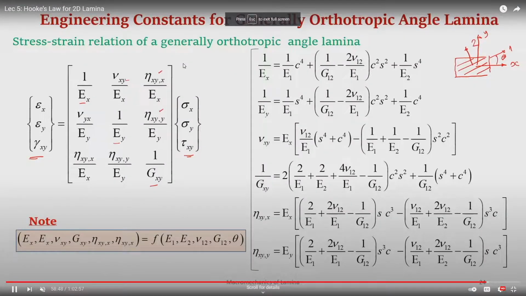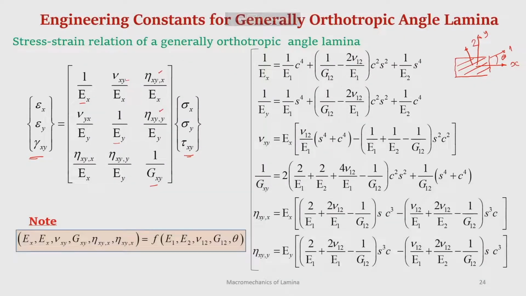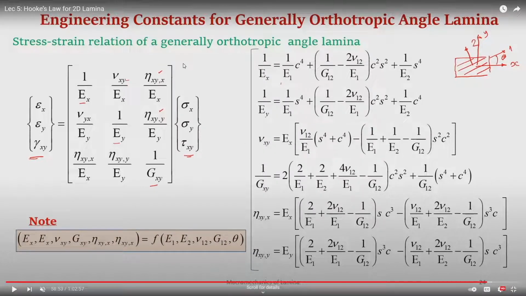Yeah, thank you for pointing out. This is a typographic mistake. In this S matrix, it should have been minus nu xy by Ex and minus nu yx by Ey. Somehow this minus sign does not appear, so we have actually corrected it. I suppose some of you might have already received the corrected slide. This should be minus.